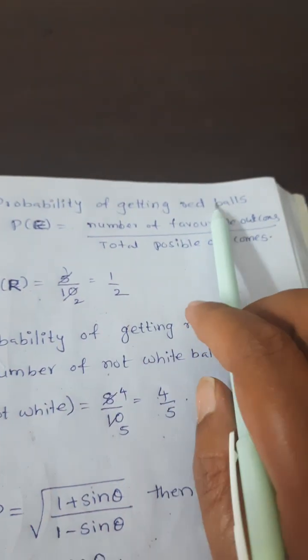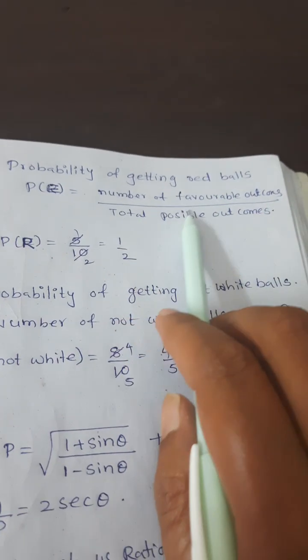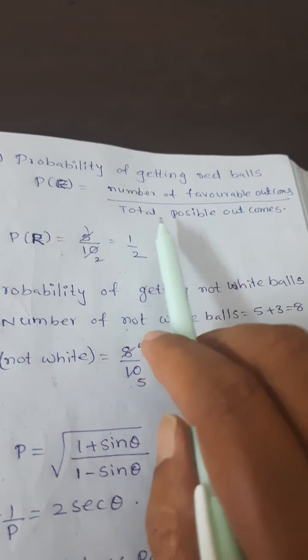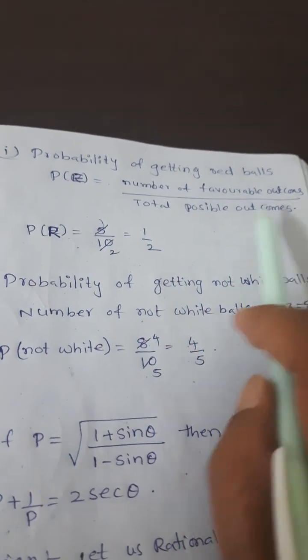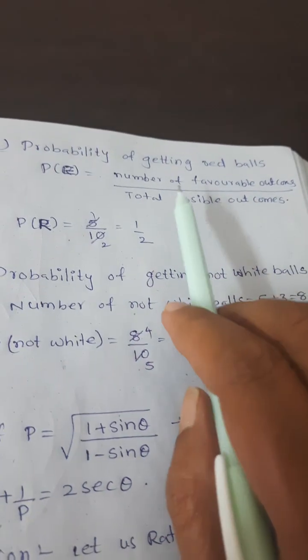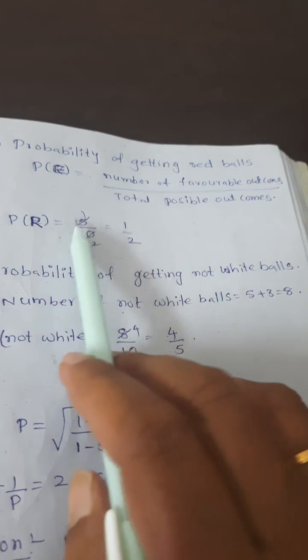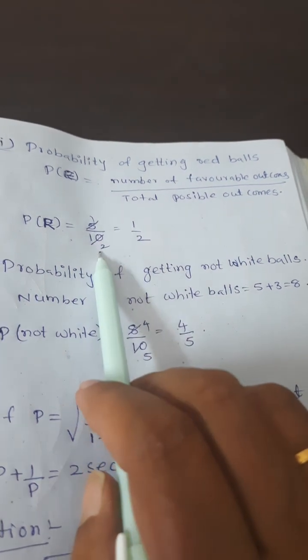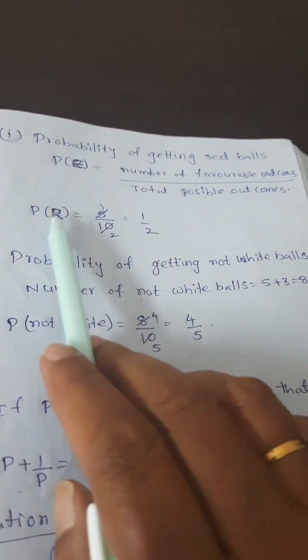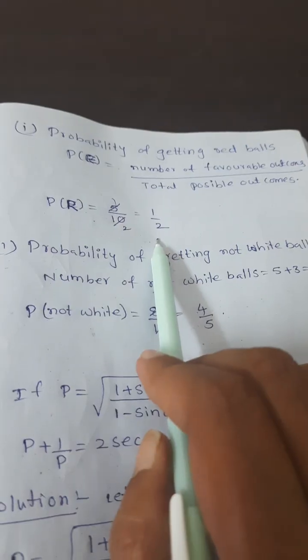So probability of getting a red ball is equal to number of favorable outcomes by total possible outcomes. Total possible outcomes are 10. Number of favorable outcomes means here red balls. So red balls are 5. 5 by 10, 5 ones are 5, 5 twos are 10, so 1 by 2. Probability of getting a red ball is 1 by 2.